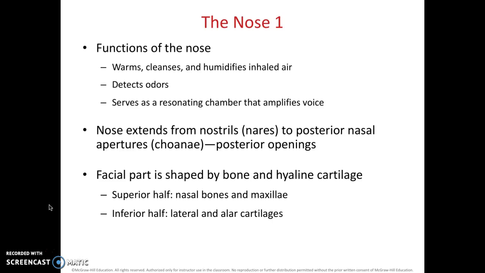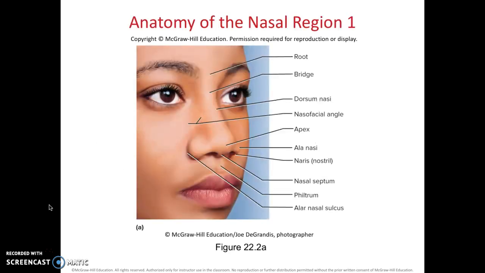So the nose itself extends from the nostrils, which are called nares, to the posterior nasal apertures, or holes, which are called the choanae, which are the posterior openings. The facial part, which is what you see, is shaped by bone and hyaline cartilage, with the superior half being shaped by the nasal bones and the maxillae, and the inferior half being shaped by lateral and alar cartilage. Here's a picture of your nose. You can see the outside area.